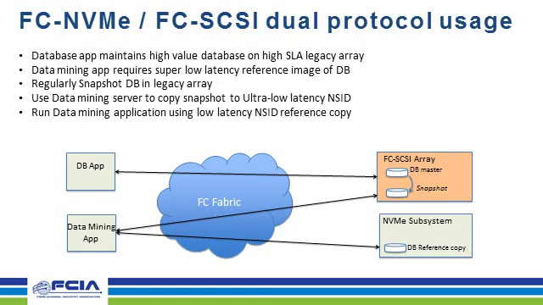Now, what you can do is use the features in that SCSI array to take a snapshot of that database, and that snapshot can then be migrated over to an NVMe subsystem with potentially a less intense SLA, but with a much lower latency. And then another application can use that reference copy of the database to do, say, data mining, or it might do machine learning or something like that, in which low latency is very important, but it can now leverage a copy of a database that is maintained in a master copy in the SCSI array.